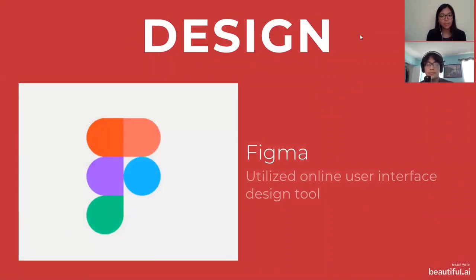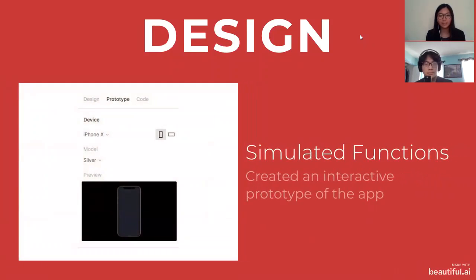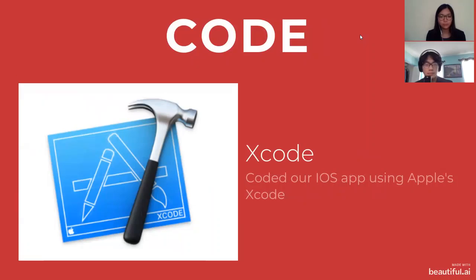So when we first started designing the app, we decided to use the online design tool called Figma. Figma allowed us to design each tab for the app, and furthermore, it allowed us to use simulated functions to prototype the app. And so for coding the app, we decided to use Xcode because it allowed us to code iOS-based apps.